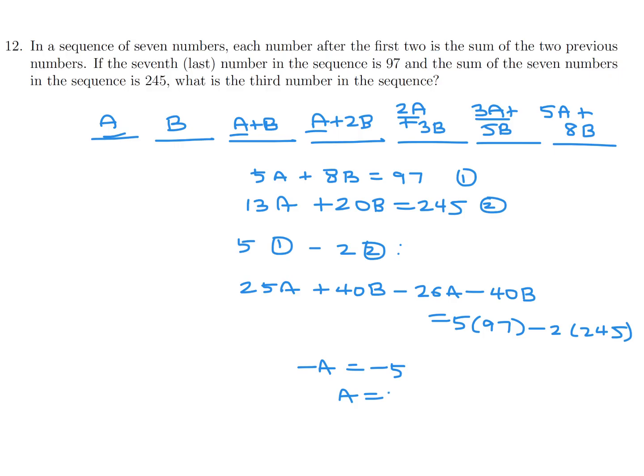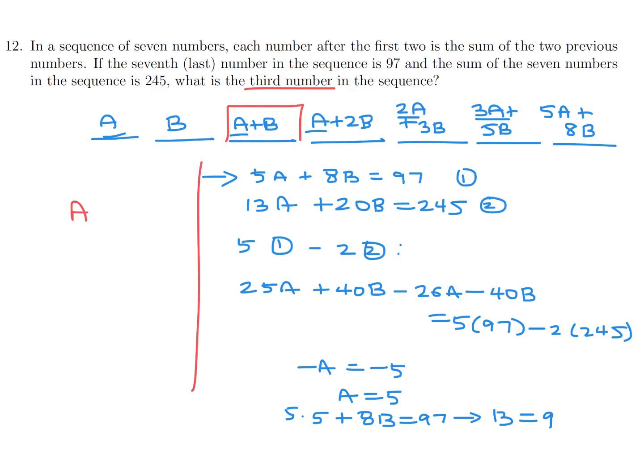A is therefore 5. Plug that back into any of these. And when you do, you get 5 times 5 plus 8B is equal to 97. Solving that, you'll get B is equal to 9. And therefore, what did they want? Let's see here. What is the third number? This is the third number. So the third number is A plus B. A is 5, B is 9, and that is 14.